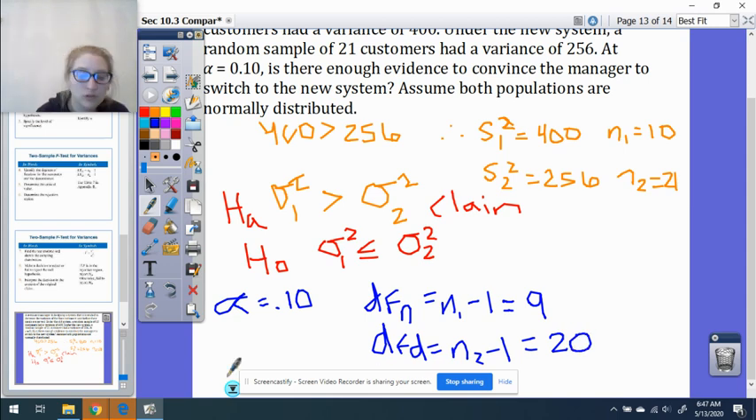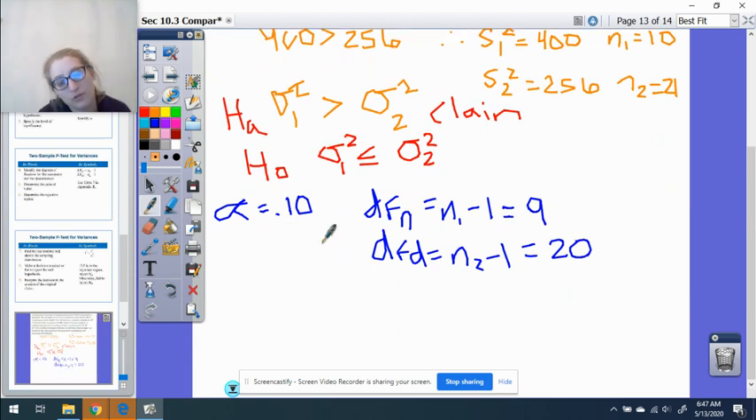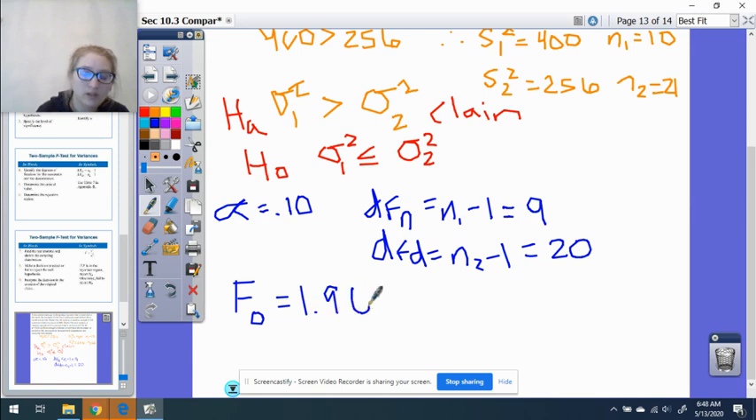Okay, so if I go to the back of the book and I look up the degrees of freedom on the alpha 10% chart, that corresponds to 9 in the numerator and 10 in the denominator, I'm going to get a critical value of 1.96. Okay, so what is that telling me? That is telling me that my rejection region is anything greater than 1.96.